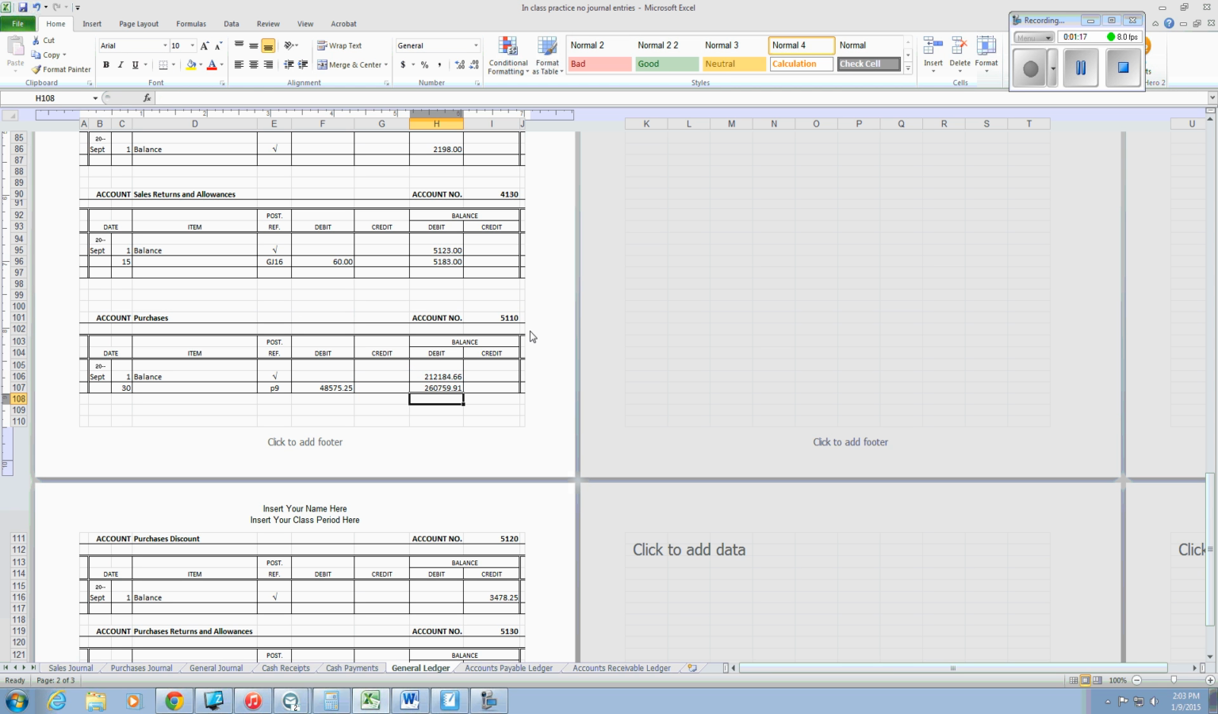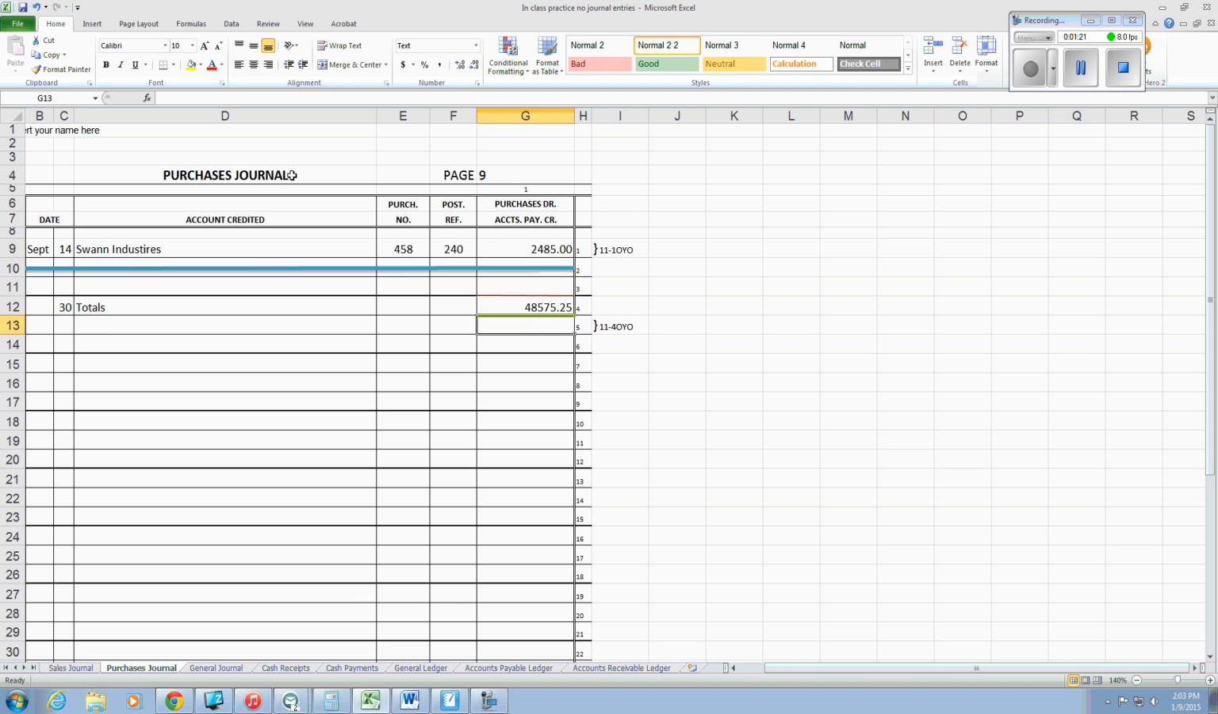What do we do with the 5110? Well, we have to take it back to the purchases journal, and we're going to put it in. Again, I'm going to bold this a little bit so we can emphasize it. The 5110 is the first: we say that we've taken this total and posted it to that account. Now we're not done yet, because we have to do the same thing with the accounts payable credit.